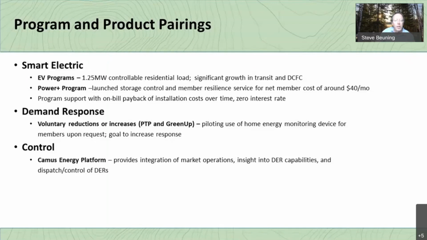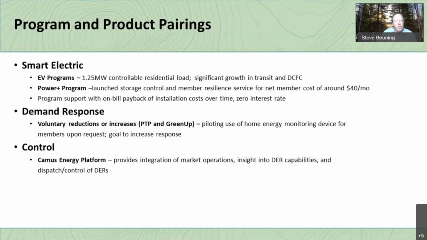Also, we're just piloting a program for our voluntary demand response members on providing them the use of home energy monitoring devices so that they can evaluate more precisely what actions in their home help with providing the level of demand response that they want to achieve.